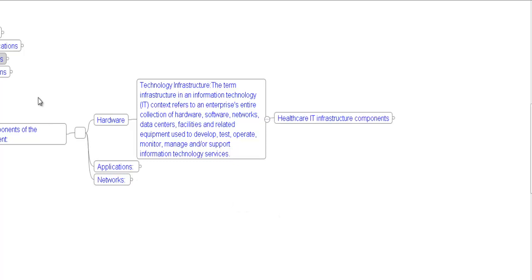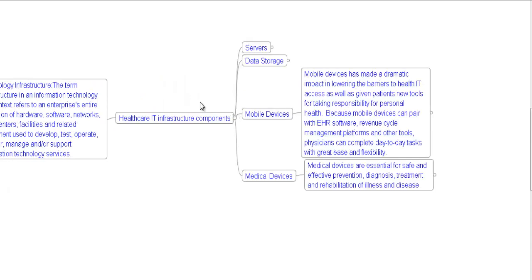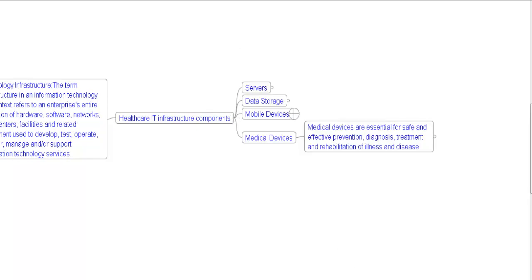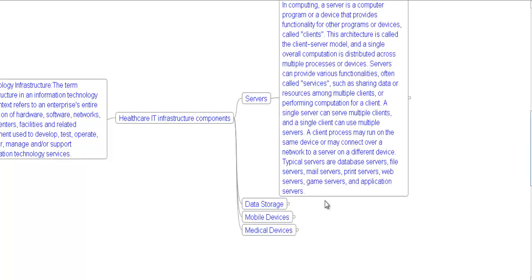Let's see healthcare IT infrastructure components. Healthcare IT infrastructure components are servers, data storage, mobile devices, and medical devices. Let's explore servers. Servers.